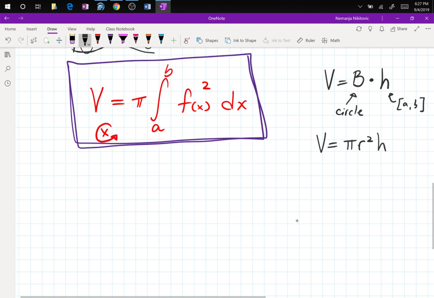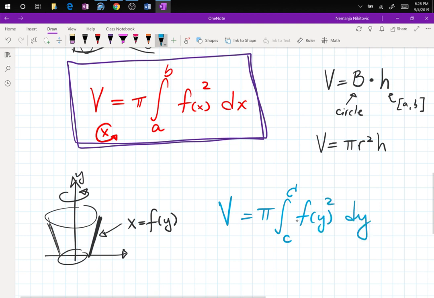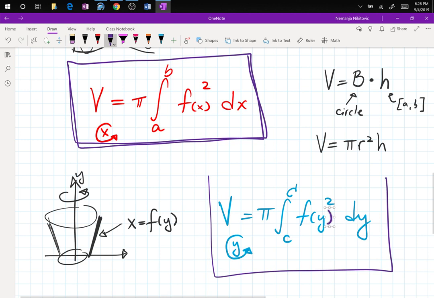Clearly, when I stand objects up and rotate this line around the y-axis, I will create the cup. So now this function over here is x equals f of y, and we are rotating around y, which will give us a dy rotation. And the integral for this one, let's go blue, would be pi integral from c to d of f of y squared dy, for rotation around the y-axis.